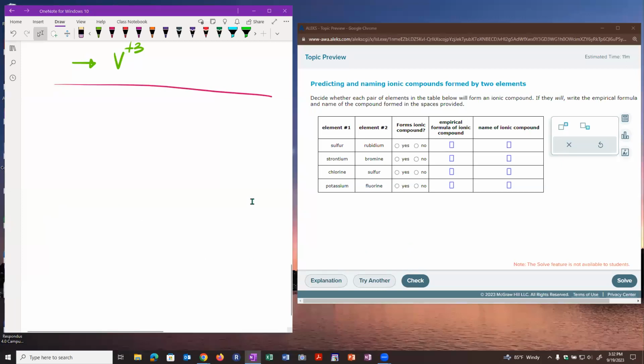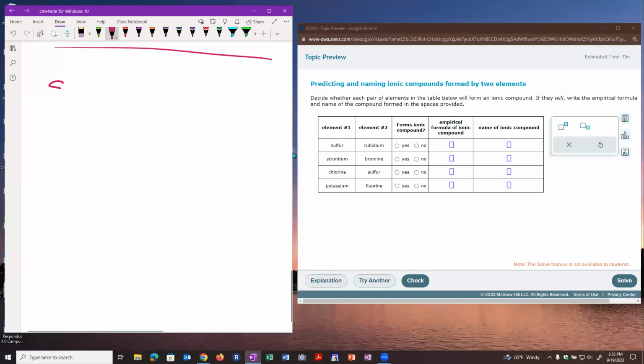All right, so in this one, we're given a pair of elements, element 1, element 2. We first of all need to decide whether it's going to form an ionic compound or not. And if it does, we need to write the empirical formula and then name it. So it does encompass some of the similar concepts as a couple of the earlier problems. It just kind of combines them in one question. So let's take a look at maybe the first one.